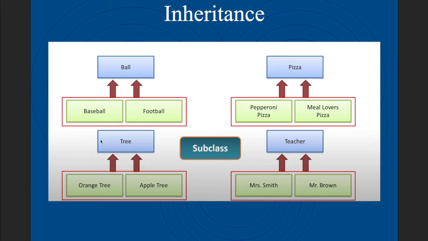Next example would be superclass tree and two children classes, orange tree and apple tree. And superclass teacher and two derived classes, Mrs. Smith and Mr. Brown. They both are teachers. And of course, they have something in common, any fields you can think of. And of course, they have something different, and that's why we have two different classes.